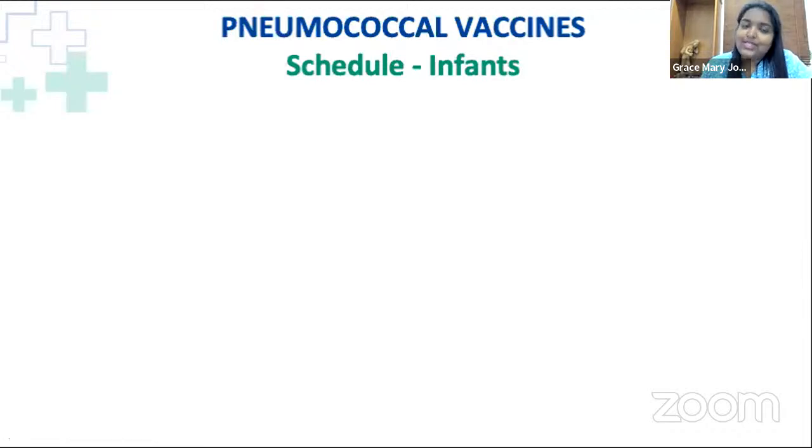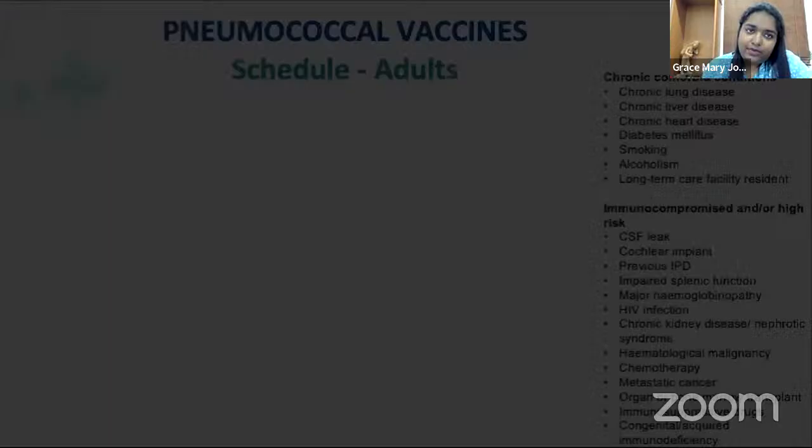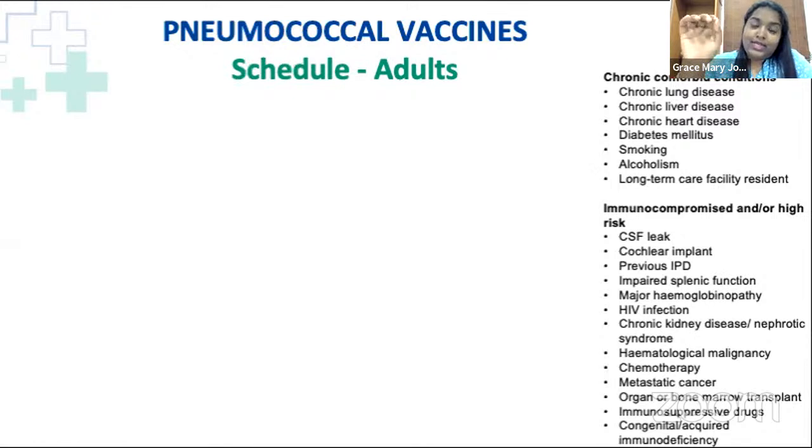Now, how do you give it? What are the schedules? As clinical pharmacists, we must know when you give vaccines to children and adults. For children, it is 3 doses of PCV13 at 6 weeks, 14 weeks, and after completing 9 months. That is the booster. And it's 0.5 ml injected into the mid-thigh, which is an IM injection. Now, when it comes to adults, there are categories of adults that are eligible to take.